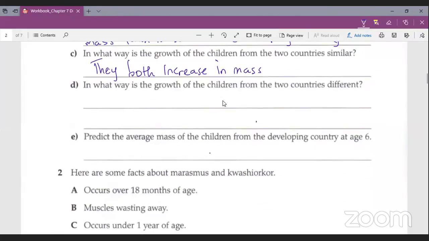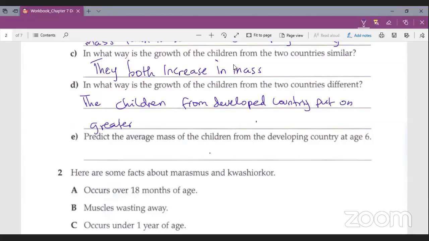If you know what the answer is, type it quickly on the chat. The developed country have more mass as the developing country is lower. Okay, Rashid. Yeah, the children from developed country put on greater mass from age 4 to 5 than the children from the developing country.